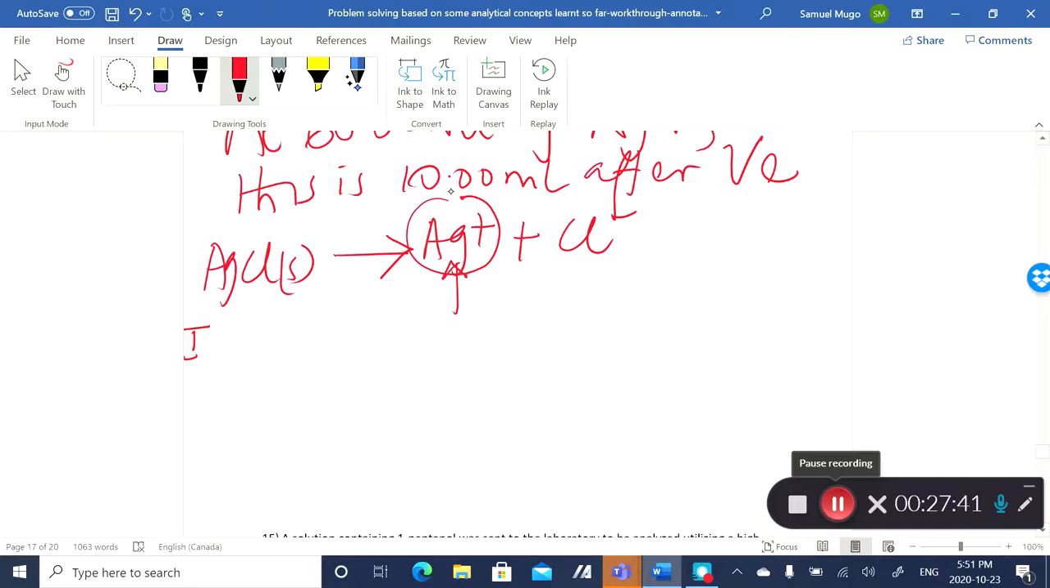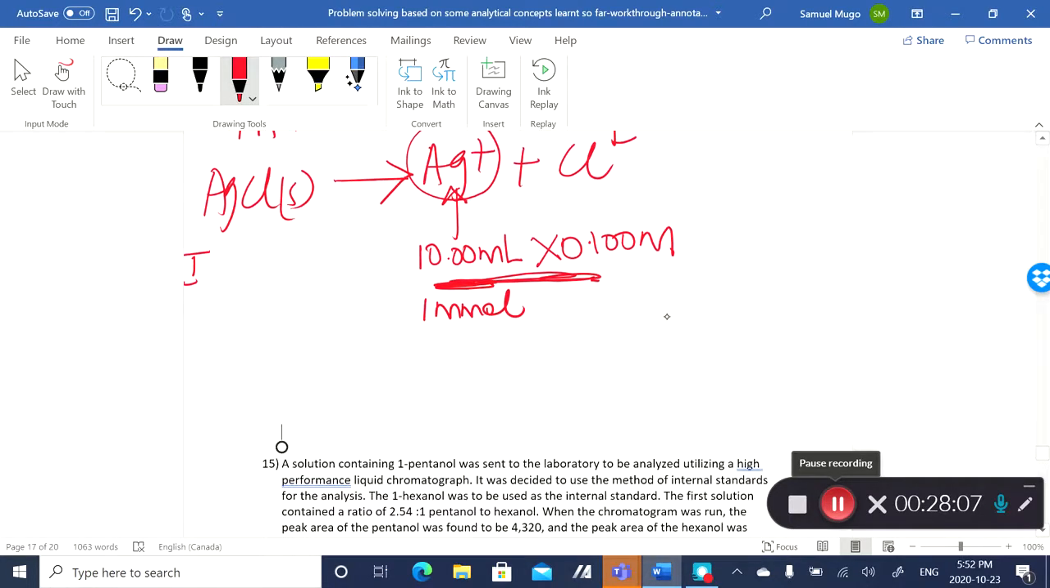All right? And you can see that I've added 10 mL in excess after the equivalence, multiplied by 0.1. Okay, so that's what I've added in excess. And if you do that, you're getting 1 millimole. That's what I've added to the silver chloride precipitate after the equivalence.